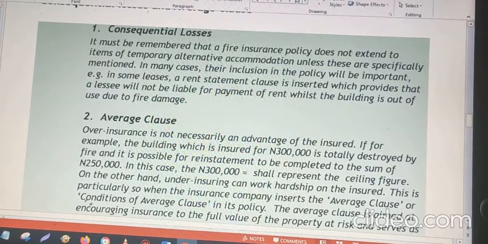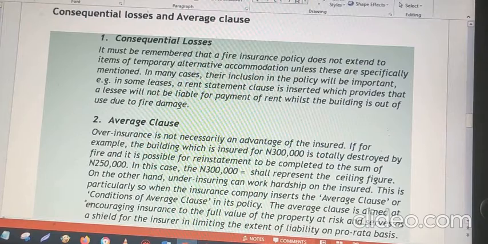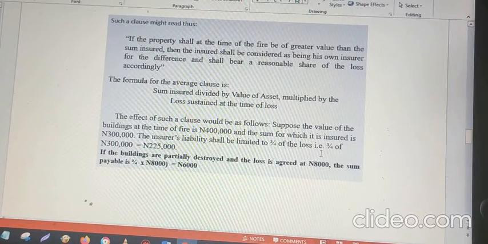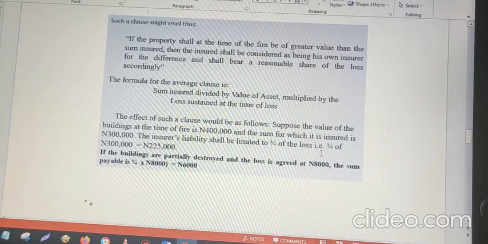This is particularly so when the insurance company inserts the average clause, or conditions of average, in its policy. The average clause is aimed at encouraging insurance to the full value of the property at risk and serves as a shield for the insurer in limiting the extent of liability on a pro rata basis. Such a clause might read thus: if the property shall at the time of the fire be of greater value than the sum insured, then the insured shall be considered as being his own insurer for the difference and shall bear a reasonable share of the loss accordingly. The formula for the average clause is sum insured times loss sustained, divided by value of asset at the time of loss.